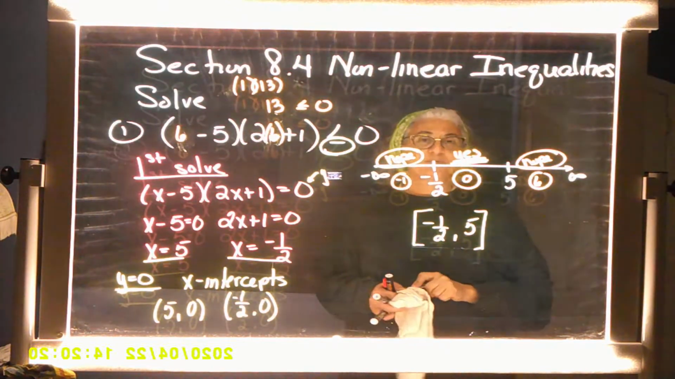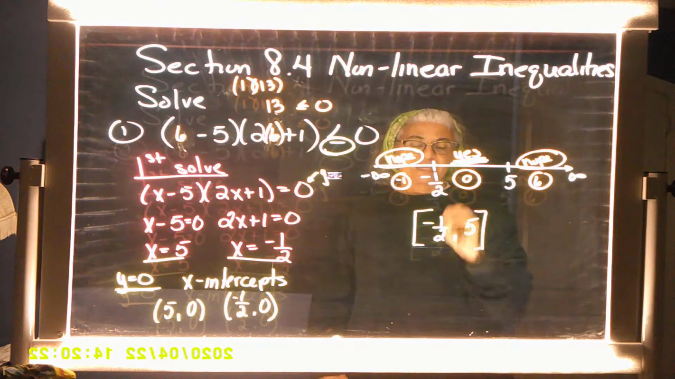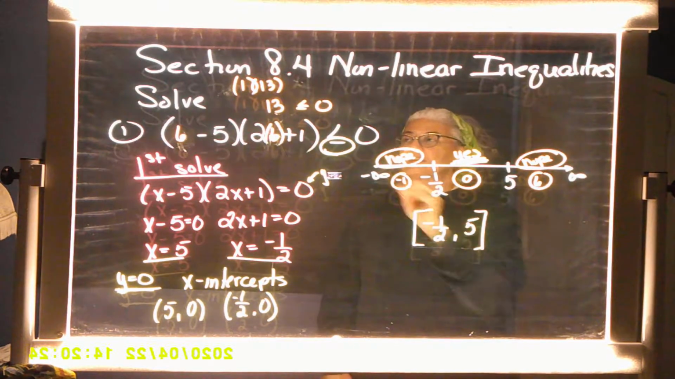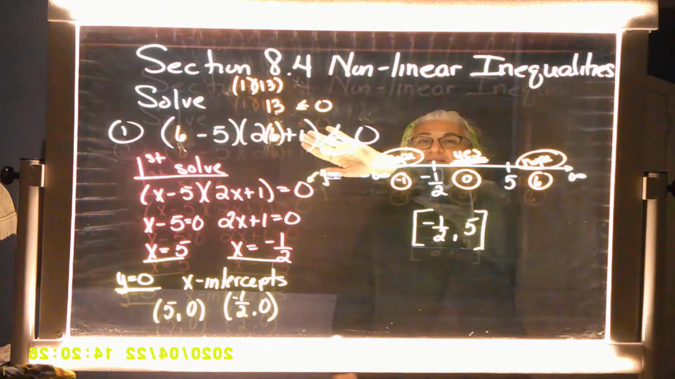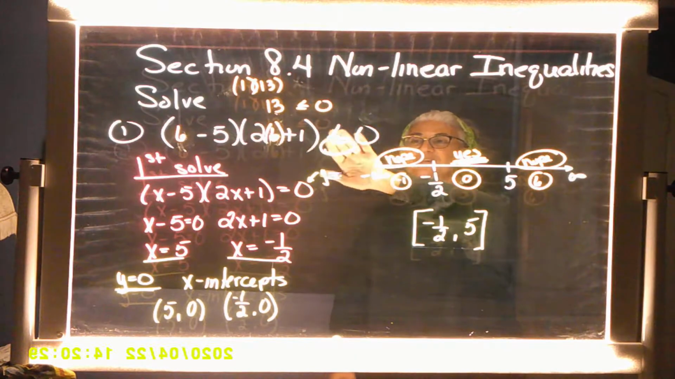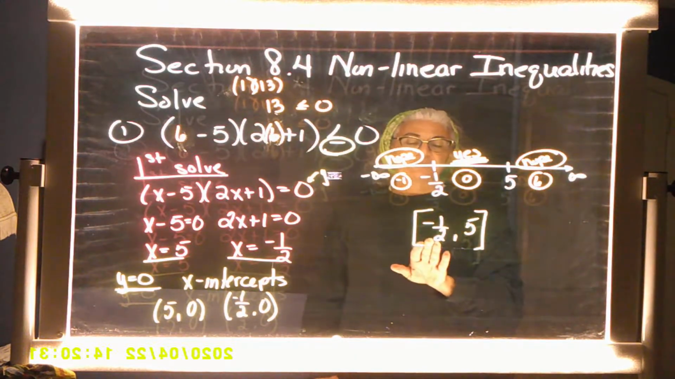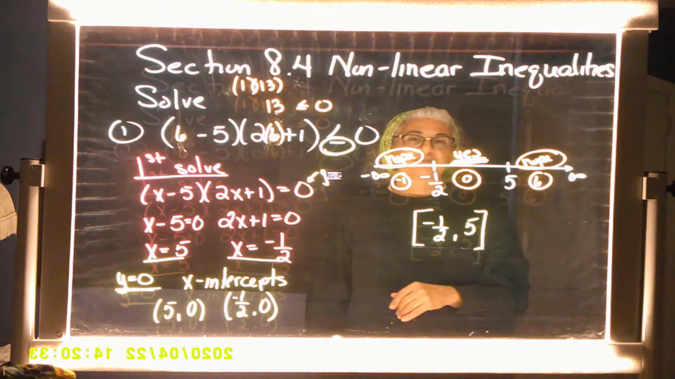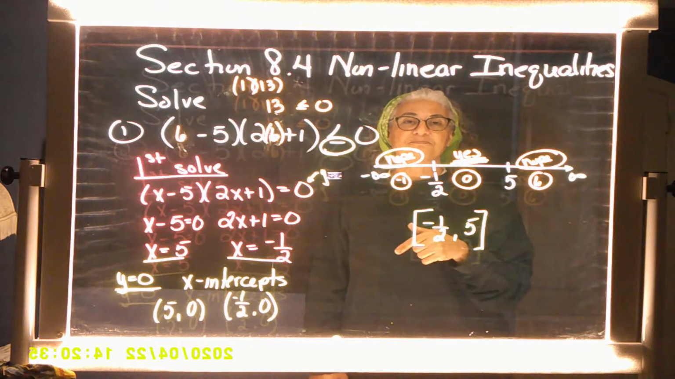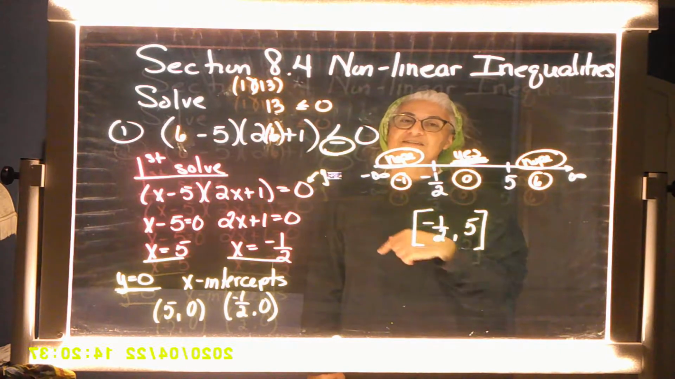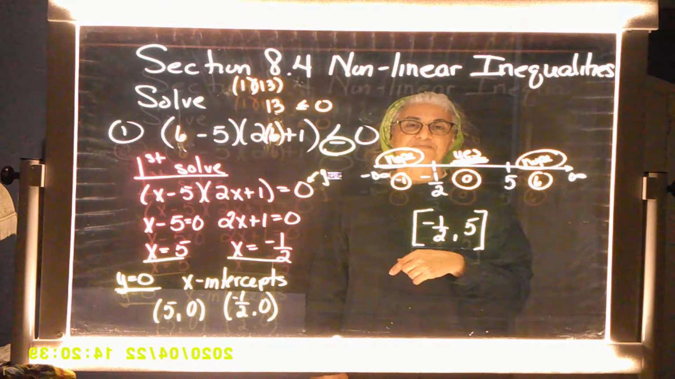So, in this particular case, the x values that are going to make this left side less than or equal to 0 are anywhere from a negative 1/2 to a positive 5. Cool? Makes sense? Okay, hang in there. Got a few more examples.